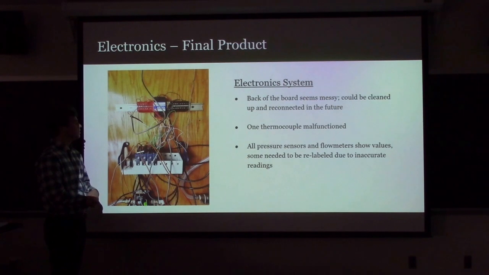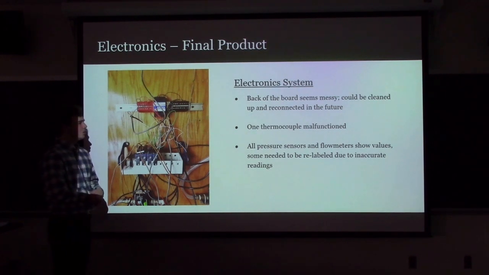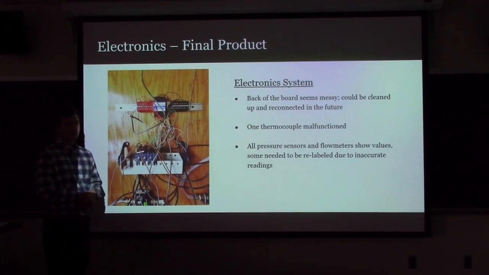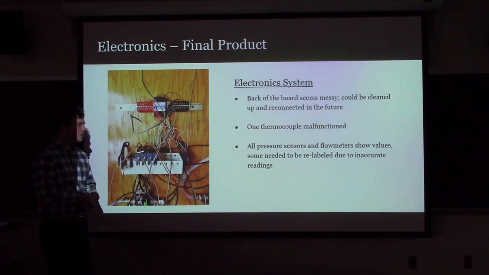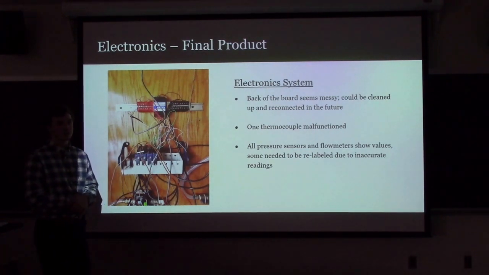So this is what our final product looks like from the electronic standpoint. It is a bit messy, as I'm sure you can tell, but we would like to, in the future, clean it up, maybe reconnect some things and add some zip ties so that if you looked at it, you would know what was going on. Only one of our thermocouples may have malfunctioned, but the other 9 were fully functional, and we are still testing the other one to make sure it didn't work. All of the pressure sensors and flow meters do show values, and although some need to be relabeled due to inaccurate readings, we have gotten them all up to speed, and they are now giving us enough information to use in analysis.